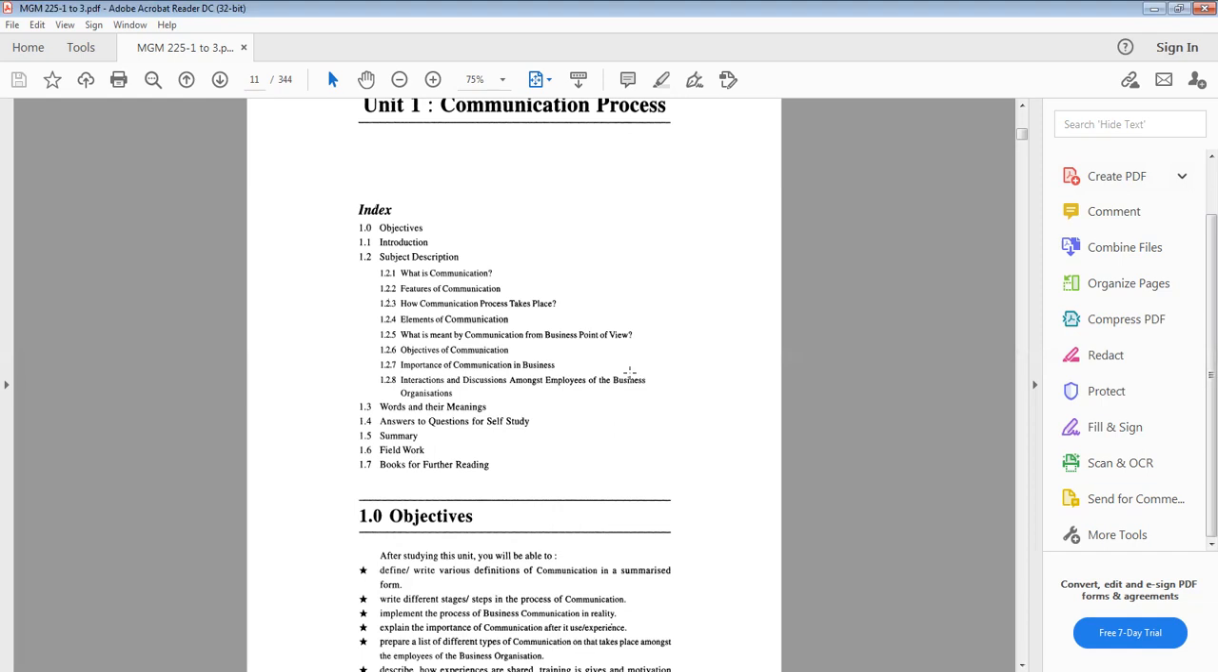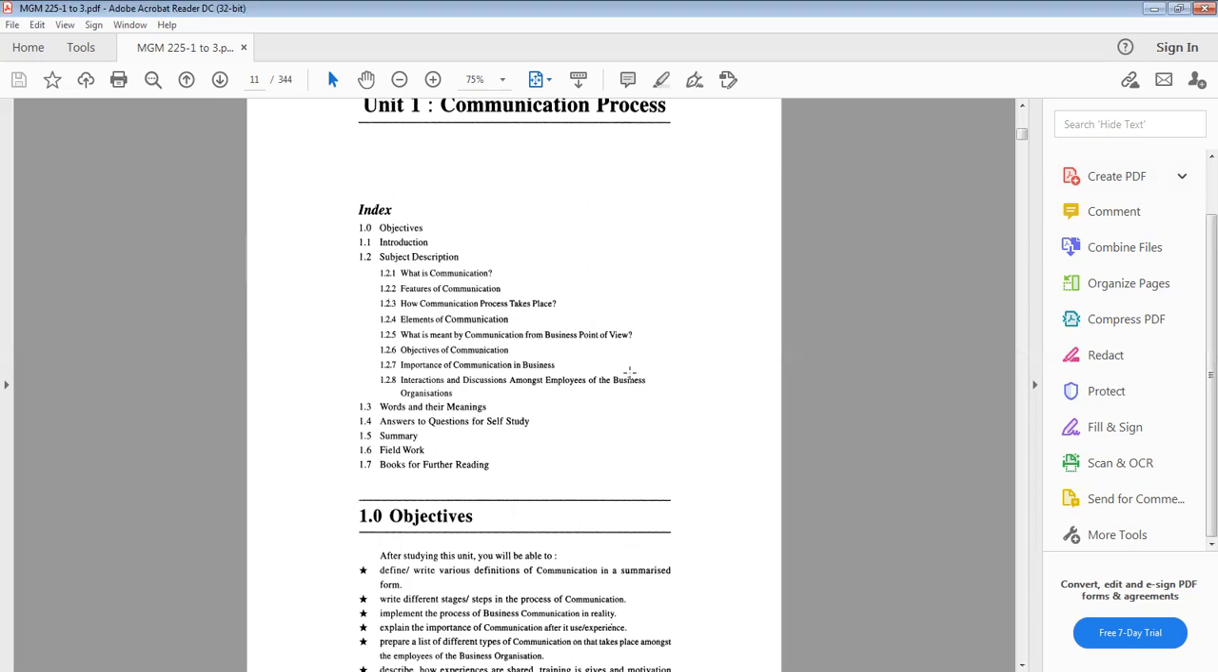In this, first we will talk about the objectives. Objectives about communication process. The objectives are: define and write various definitions of communication in summarized form. Write different steps in communication. Implement the process of business communication in reality. Explain the importance of communication after its use. Prepare a list of different types of communication that take place amongst the employees of the business organization.